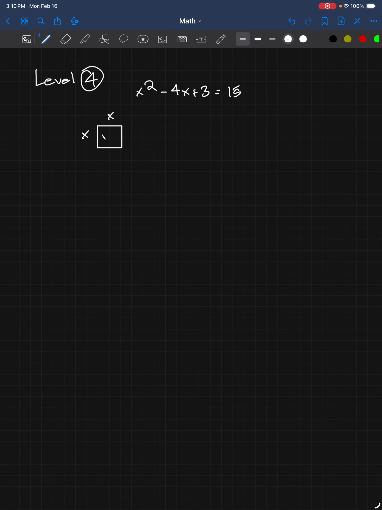X, and the area is x squared. Now we have a minus 4x. But still, it isn't that confusing because we had plus 6x before. We have minus 4x, so we can just divide it into minus 2's. So if we have this.